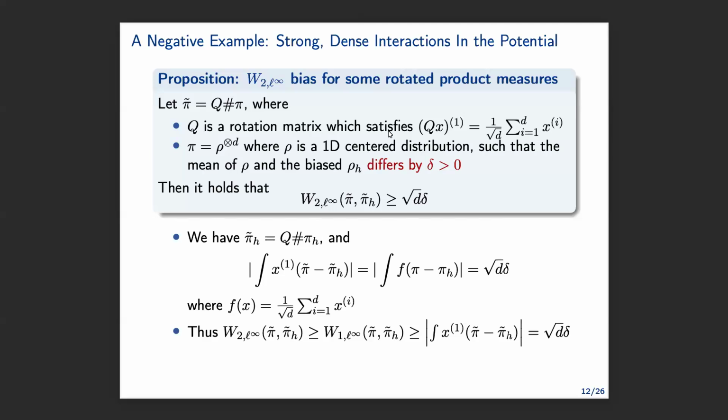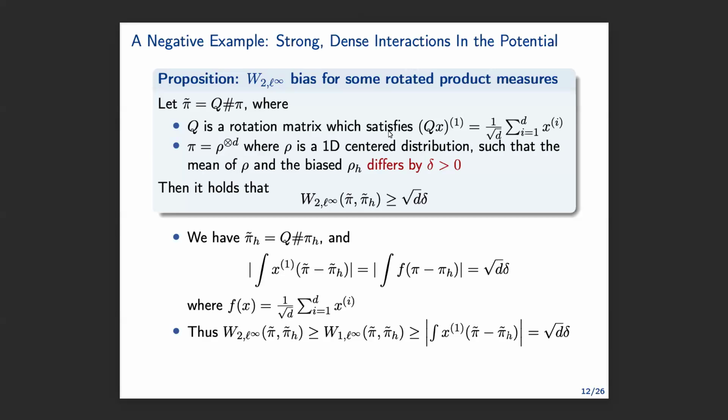So what's the example? Consider pi tilde equals Q push forward pi, where Q is a rotation matrix which rotates every coordinate so that the first coordinate will be 1 over square root D times the sum of xi. So basically, this is the maximum separation you can get for a rotation matrix, so that once you apply this Q, you mix every coordinate with the maximum amount. And we take pi to be rho to the power of D. Rho is a 1D centered distribution such that the mean of rho and the bias of rho under H differ by delta. So rho is a one-dimensional distribution, and it also has a bias rho H if you run the Langevin, and we suppose they are different.